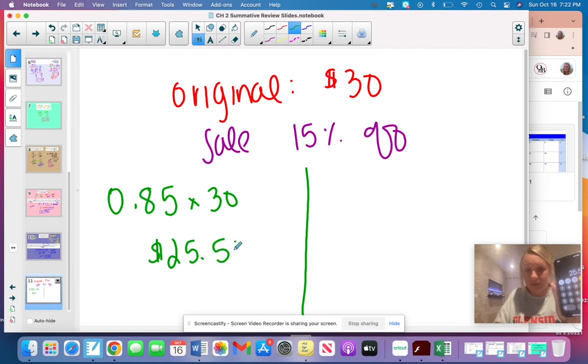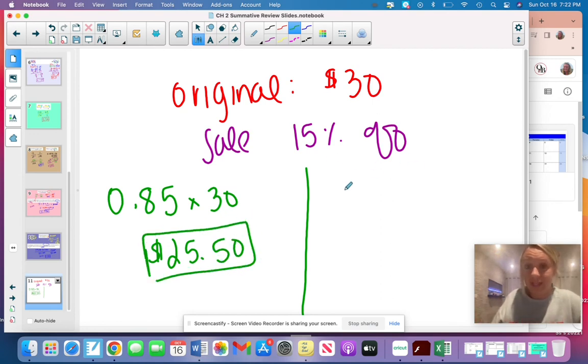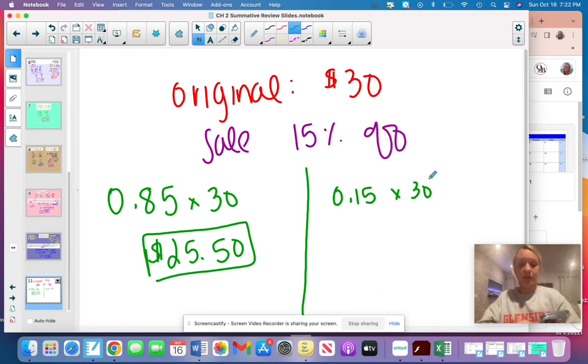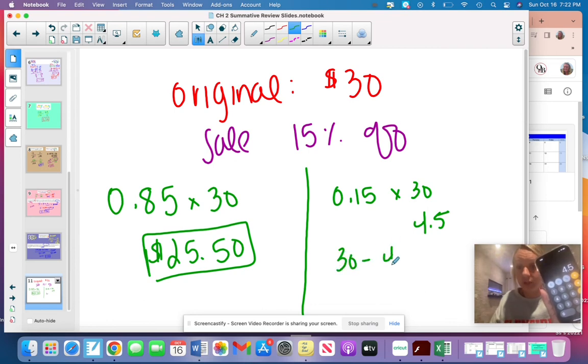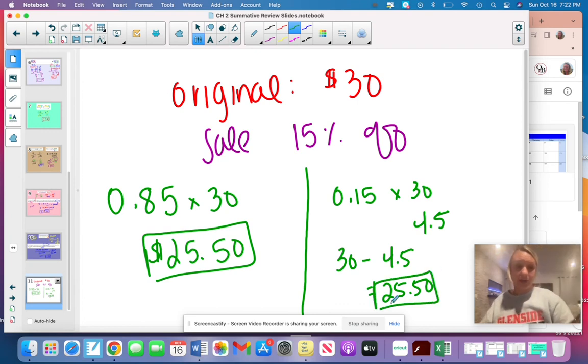And that would give you a sale price of about 25. Well, it's not about it. It would be exactly $25.50. Or you can do it like this. You can find what 15% of 30 is. So 0.15 times 30. And that gives you 4.5. And you can subtract that from the original, which would again give you $25.50. So both methods work. Okay, Sunshine Angels.